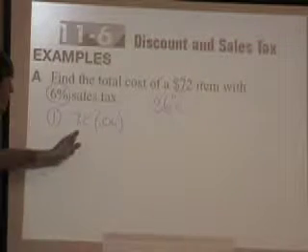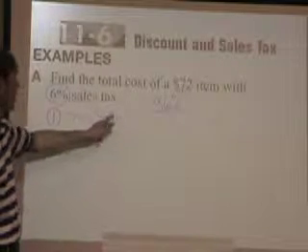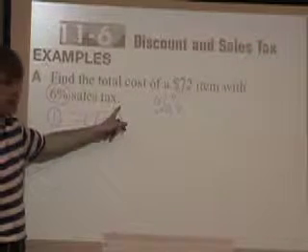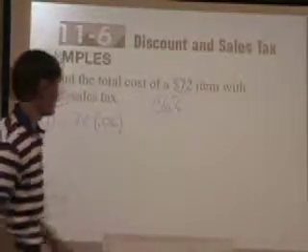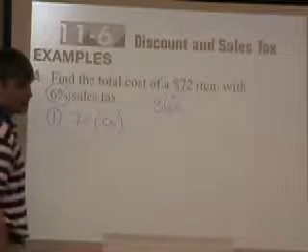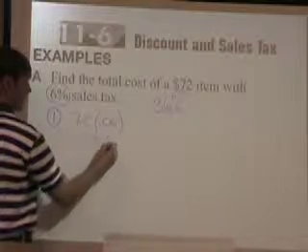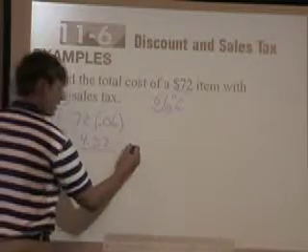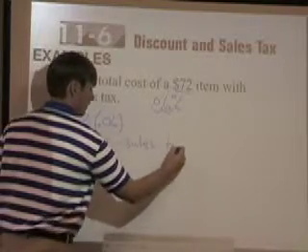So 6% as a decimal is 0.06. Okay? When we multiply these two numbers in our calculator, it's going to give us the sales tax that we're going to add on to the original price. Okay? So 72 times 0.06. Can someone tell me what that is? $4.32. Okay? This is, and I want you to write this, this is your sales tax.